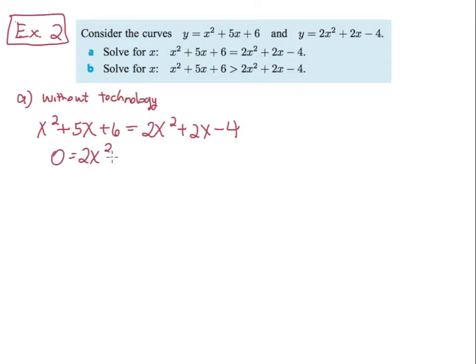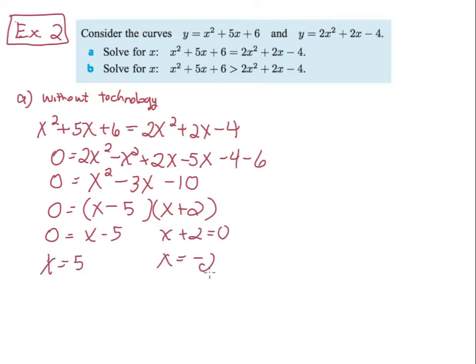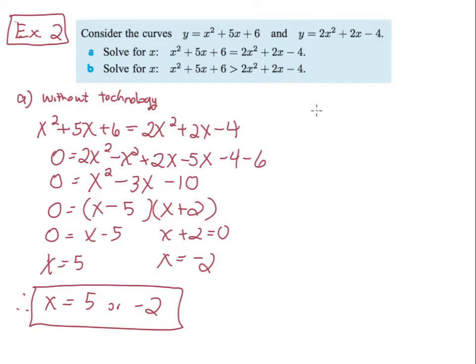So again, I'm going to get it equal to 0. So I'm subtracting the left-hand side from the right-hand side, combining like terms, factoring if possible, or solving the quadratic. I will factor. Then use the zero product rule and set each factor equal to 0 and solve. I get that x is equal to 5 or x is equal to -2. Since it only asks us to solve for x, we're done.